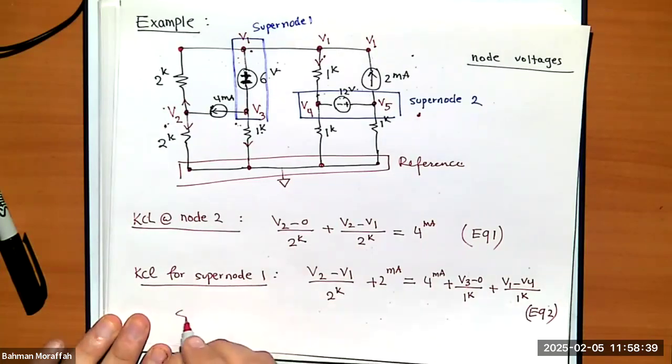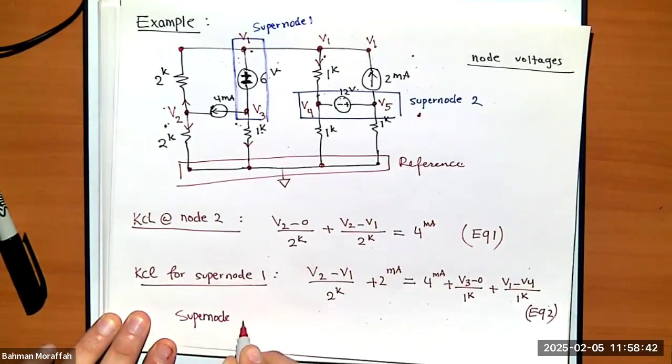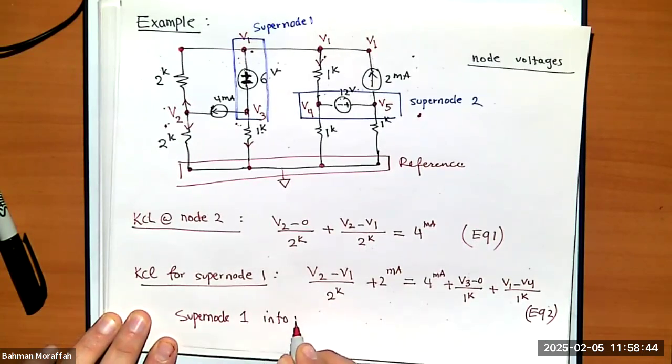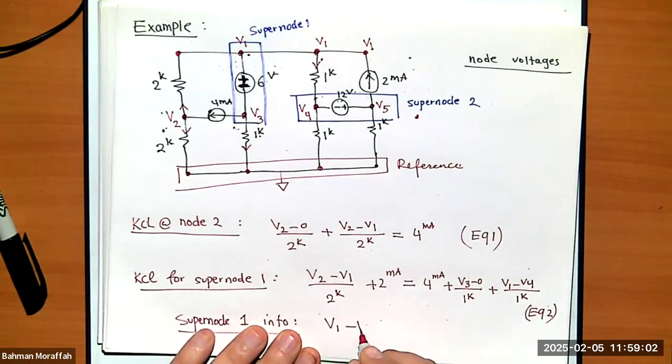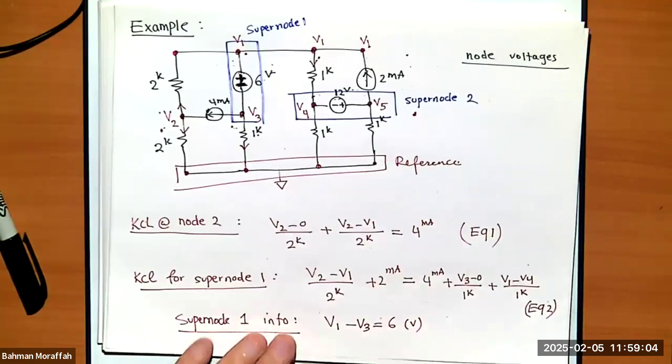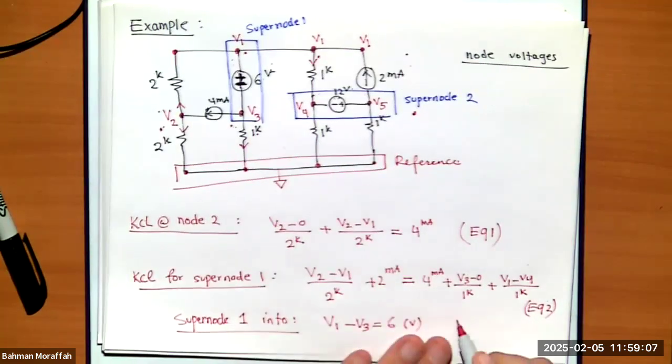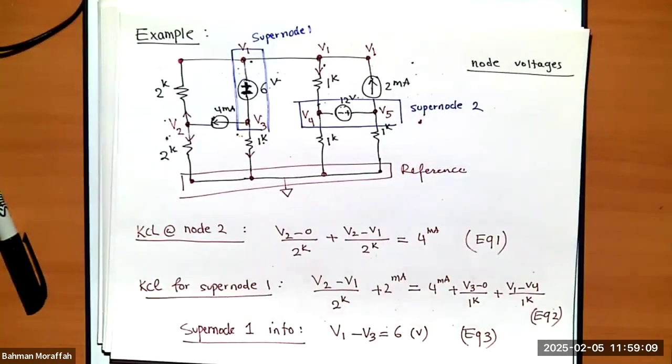So the information for supernode 1, what does it tell us? It tells me V1 is 6 volts higher than V3. Right? So V1 minus V3 should be 6 volts. I'll call this equation 3. Let's move on to supernode 2.